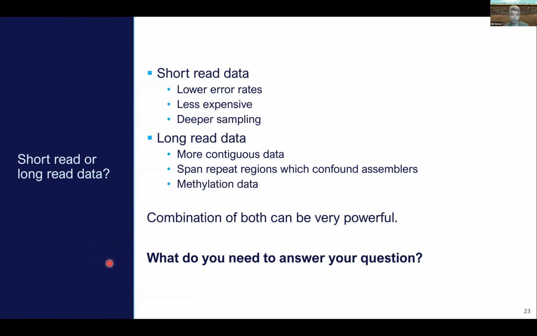If you definitely want to make sure that you've got a deeper sampling of your community, you probably want to go with the short read data. If you really want to pick out near complete genomes for the more abundant organisms in your community, then maybe you want to go with long read data.